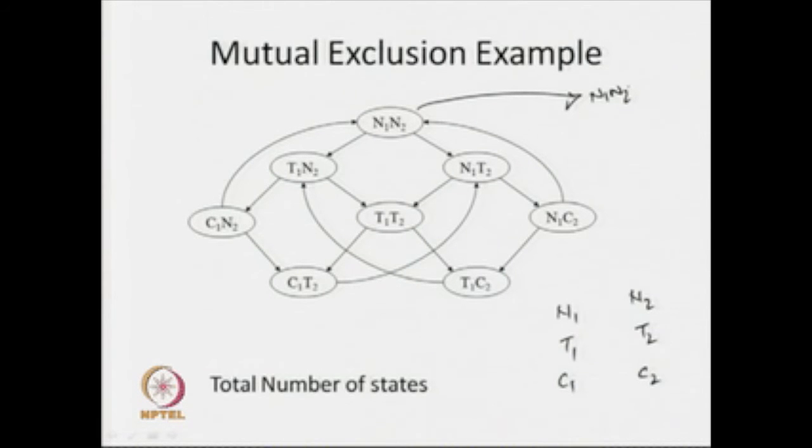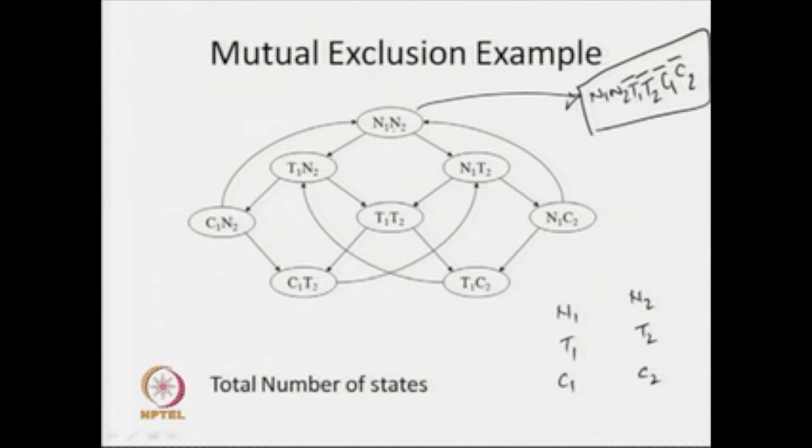We can say that process P1 is not trying to enter into the critical section, so it is T1 bar. Process P2 is not trying to enter into the critical section, so it is T2 bar. Similarly, process P1 is not in the critical section, so it is C1 bar, and process P2 is also not in the critical section, so it is C2 bar. With this particular combination, we are representing this particular state.